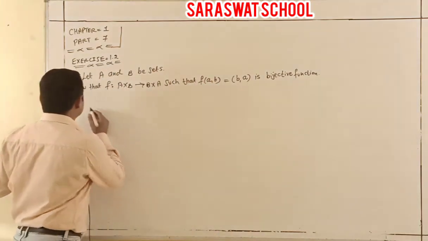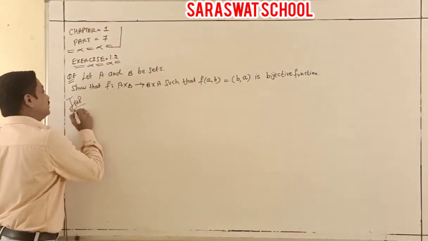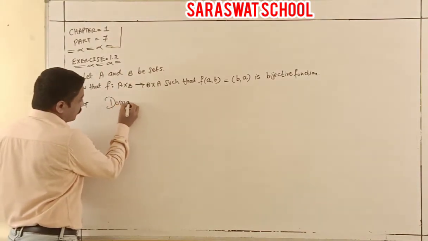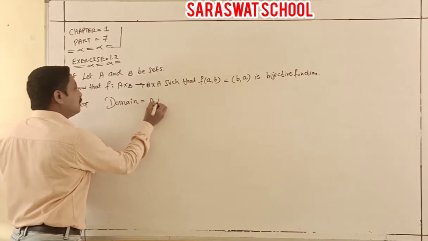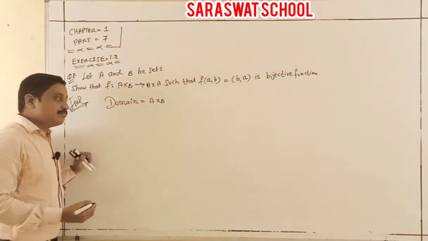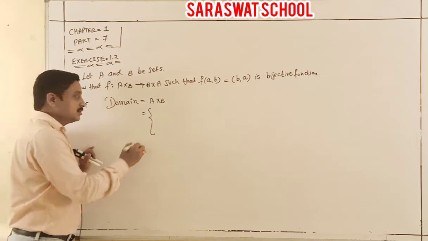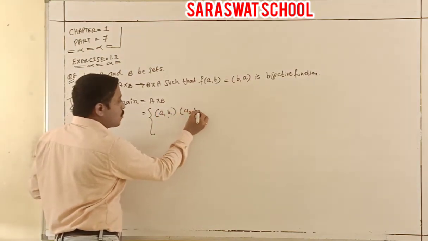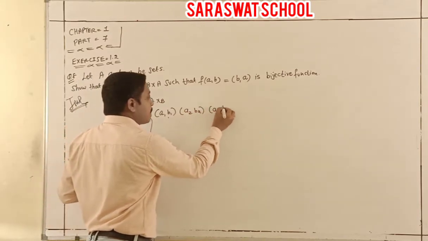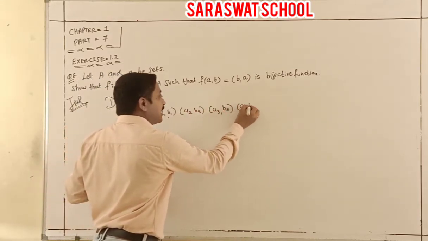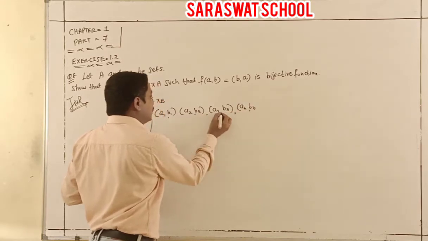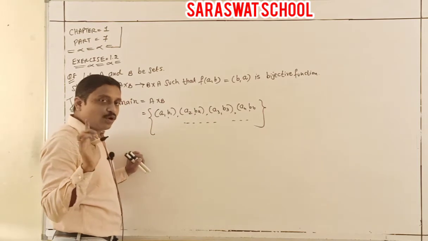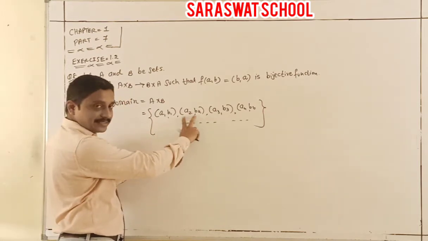So before starting this sum, students, you click mark the IMP levels. It's an IMP question. First of all, I go to the domain. Look at that. What is my domain? A cross B. I just take some numbers in A, like A1 B1, A2 B2, A3 B3, A4 B4, there are many numbers available like that. I am taking only two of them.